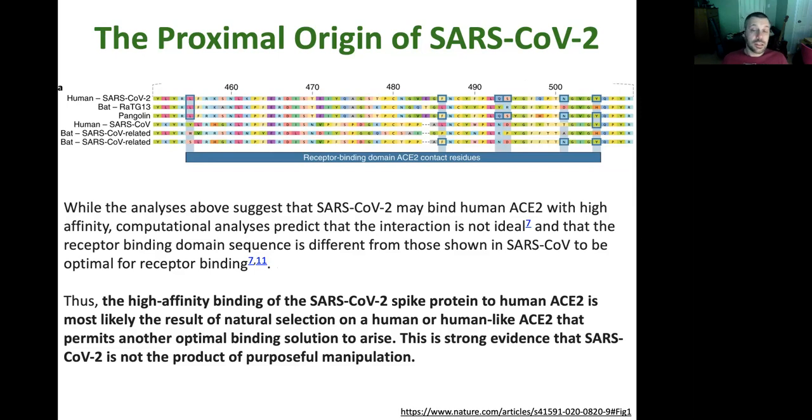So that's at least the most likely origin of this virus. So it's unlikely that this was manipulated in some Chinese lab. It could have escaped from a Chinese lab that was studying coronaviruses, but it looks like it was not man-made from sort of the bottom up.